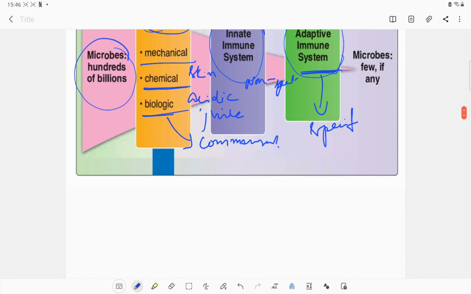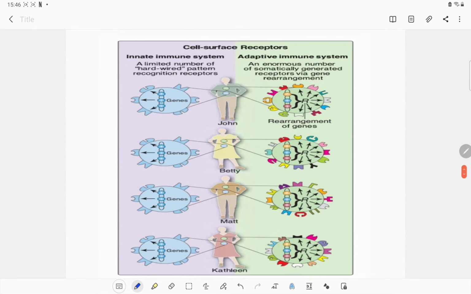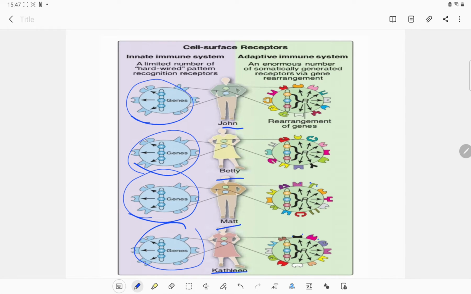Let us go ahead and briefly discuss the differences between the innate immune system and the adaptive immune system. See, as I've already told, look at this picture. So there is John, there is Betty, there is Matt, and there is Kathleen. In the innate immune system it is pretty much hardwired. That means it cannot change very much. Whereas the adaptive immune system is varied. You can see different receptors are present for John, different receptors for Betty, different receptors for Matt, and different receptors for Kathleen. Whereas when you observe the innate immune system, all these receptors are similar for all the four people.